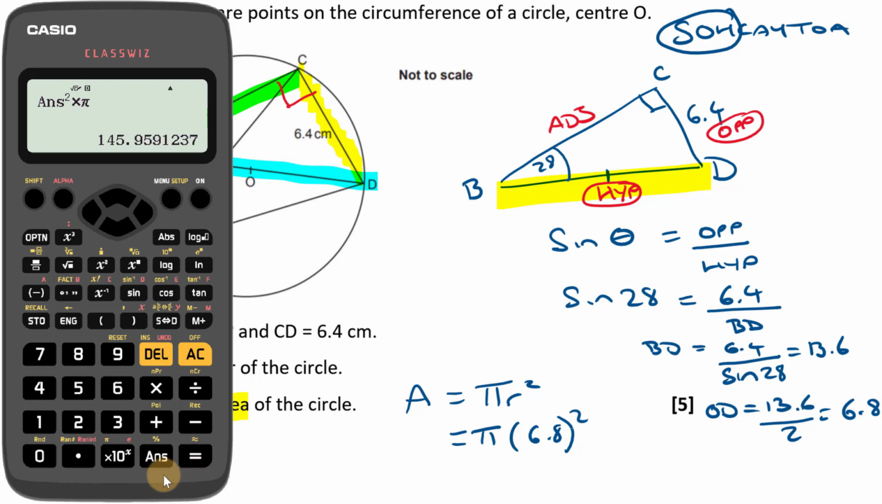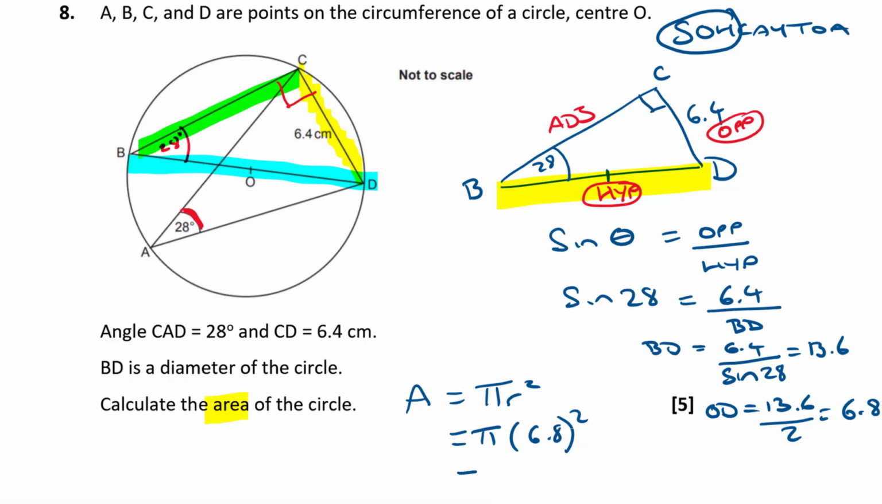And that comes out to be 145.959, which I'm going to round up. I'm going to make that 146. So that is equal to 146 centimetres squared. There we go.